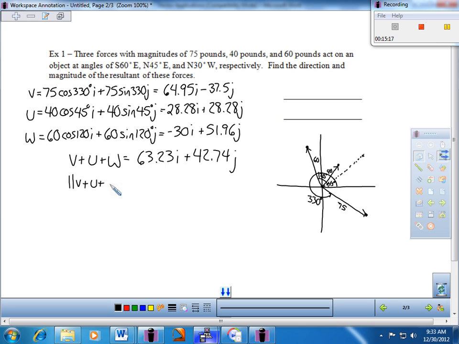So nice and straightforward. Once we have this piece right here, we've added our vectors together. Now we can get the two characteristics from it. In this case, all I'm going to do is a squared and b squared underneath that root. So 63.23 squared, 42.74 squared. And that's looking good. I'm going to go ahead and put that in momentarily. Let's see what we end up getting there.